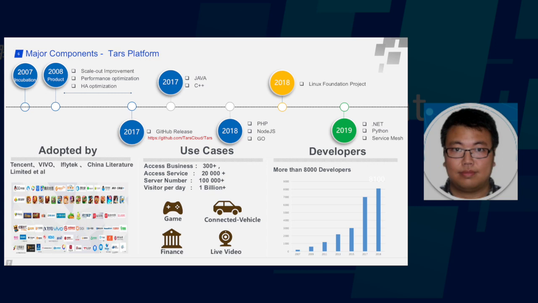It was also open sourced in 2018. So right now it's a Linux Foundation project, and you can download the code on GitHub. You can use it if you want. And in China, it's well adopted. A lot of companies, like Tencent, Weibo, and lots of other Chinese companies.